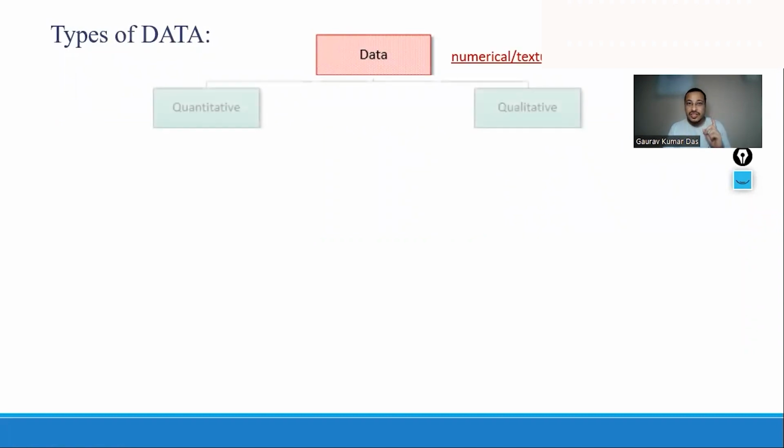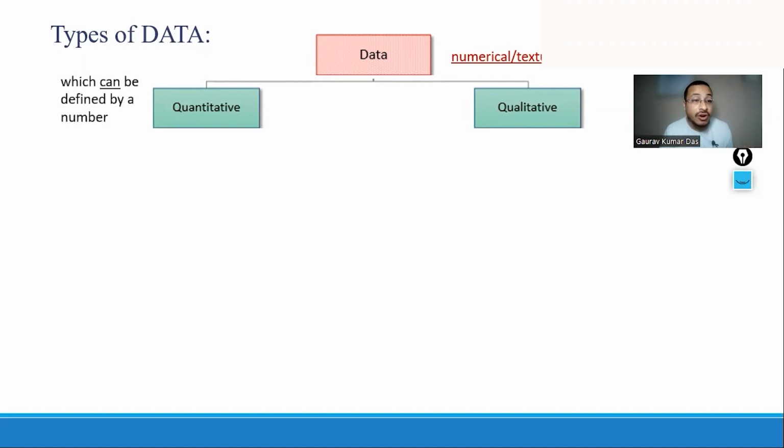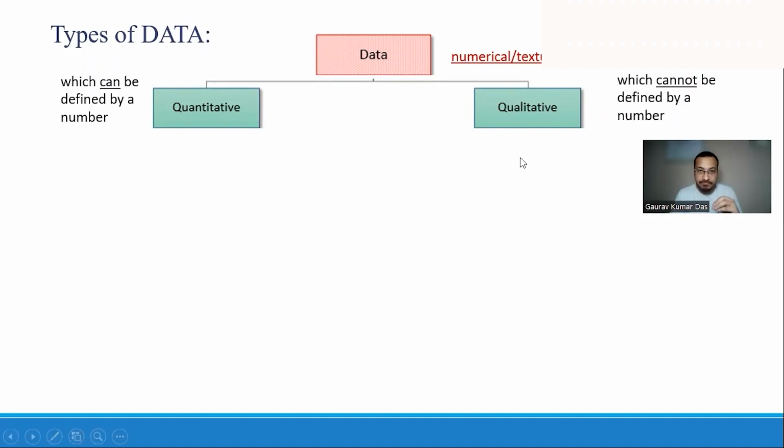Okay, so let me just draw you a brief outline of the different types of data under the umbrella of statistics. So if you look at this, the first two basic divisions of data are quantitative and qualitative. These are the broad types of data: quantitative and qualitative. Quantitative, we all know, can be defined by a number. Qualitative is something which cannot be defined by a number.